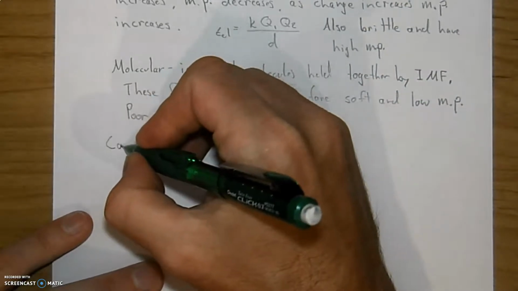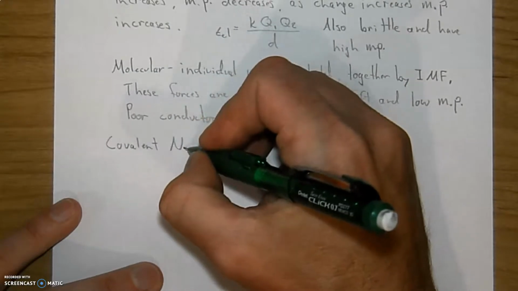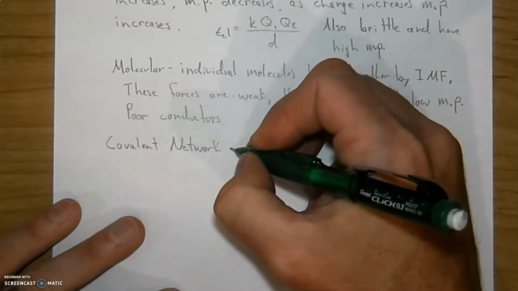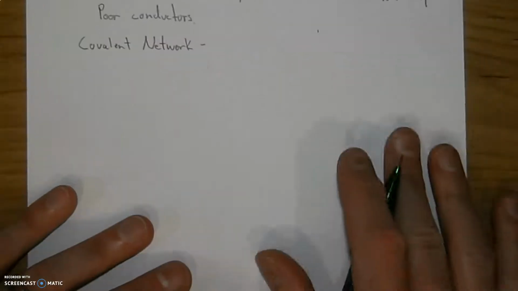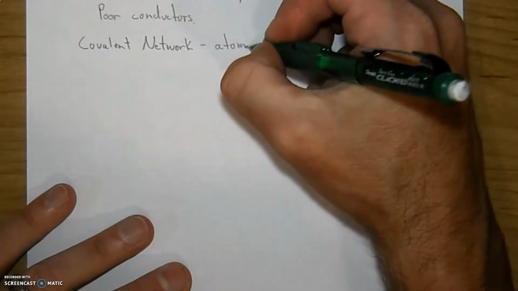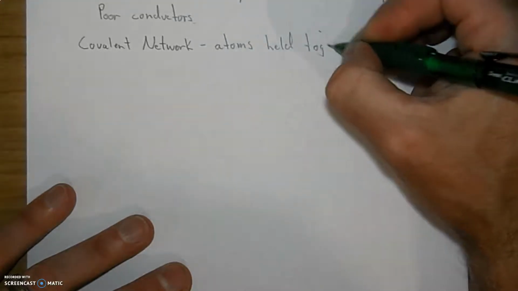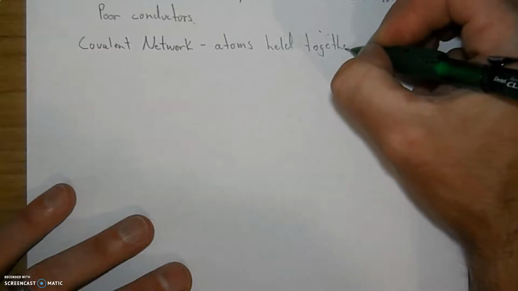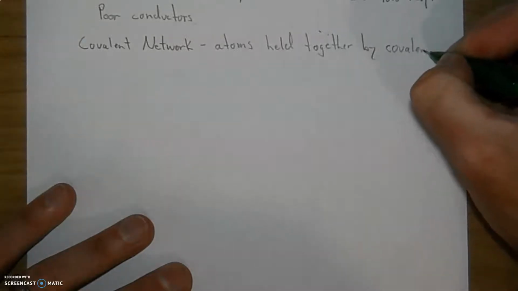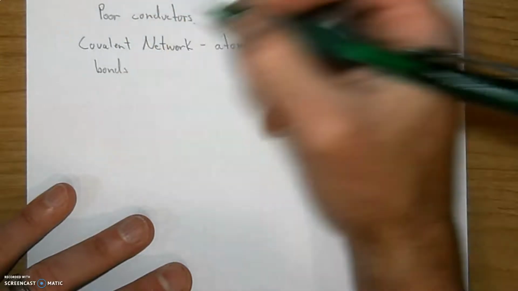Covalent. Sometimes we refer to it as network covalent or covalent network. This is the one that people kind of get lost on. For network covalent, the atoms are held together by covalent bonds. So they're sharing pairs of electrons.